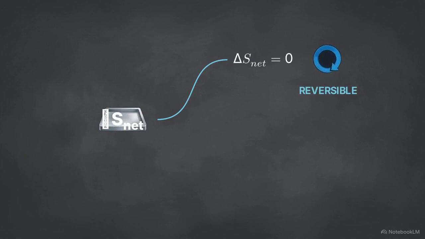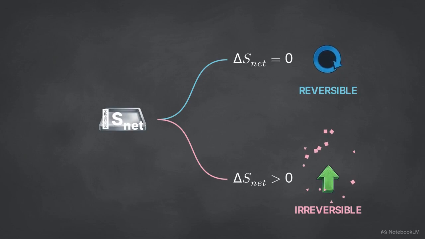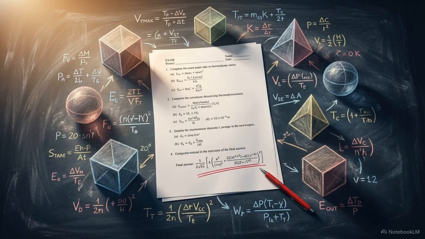The result determines the system's nature. If the total net change is exactly 0, the process is reversible. If the total change is greater than 0, the process is irreversible. Providing this final sum and the corresponding diagnosis of the system satisfies all requirements for the 4-mark question.